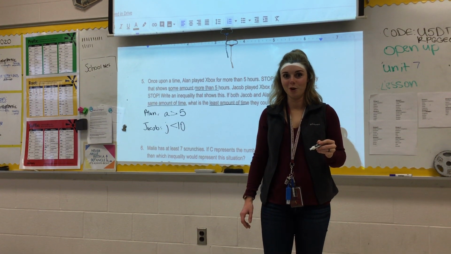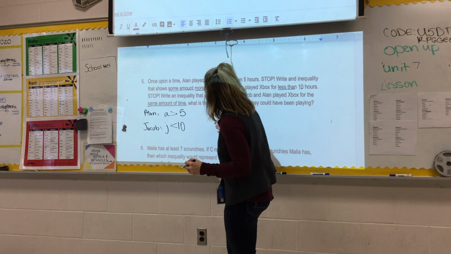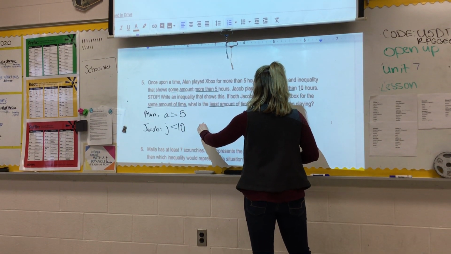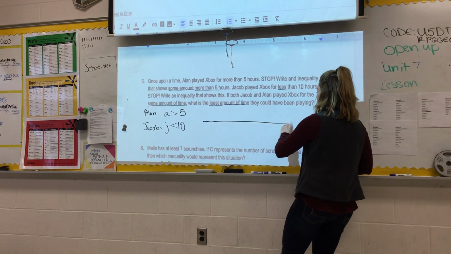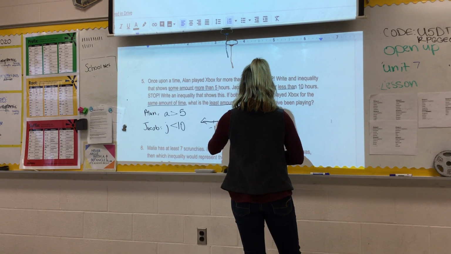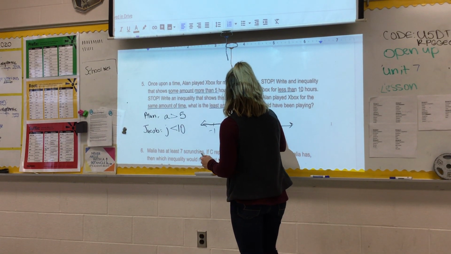Ms. Phillips, do you know? Wait a second, I think I need a number line. We need a number line. Alan has more than 5, so we can put a 5 on there. And Jacob has less than 10. I'm going to count by twos.